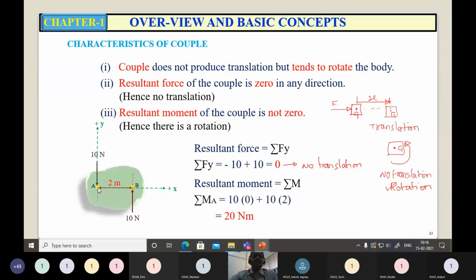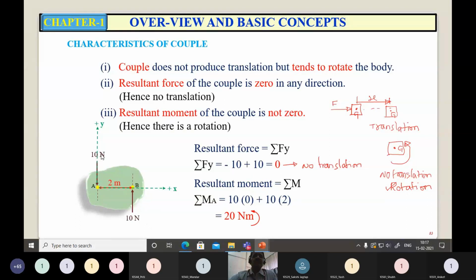So, let us take moments about point A. Whenever you want to find the resultant moment, you can take any point as the reference, right? Suppose I take point A as the reference to find the resultant moment. Simply, it is the algebraic sum of the moments of the forces acting on the body, right?